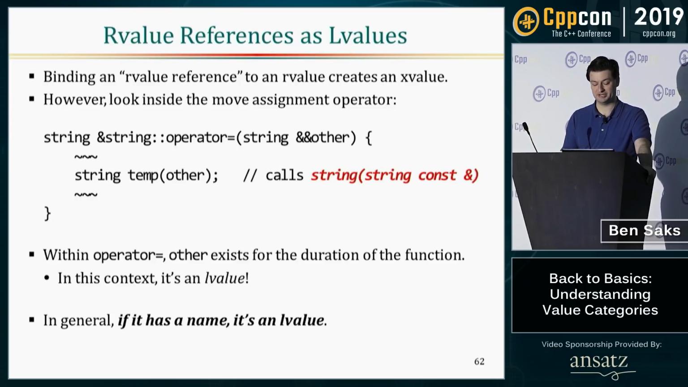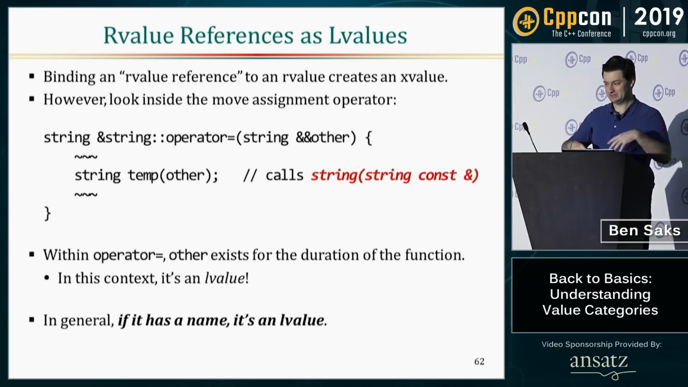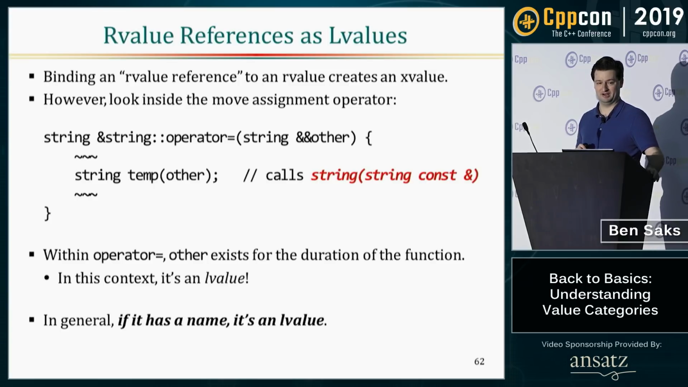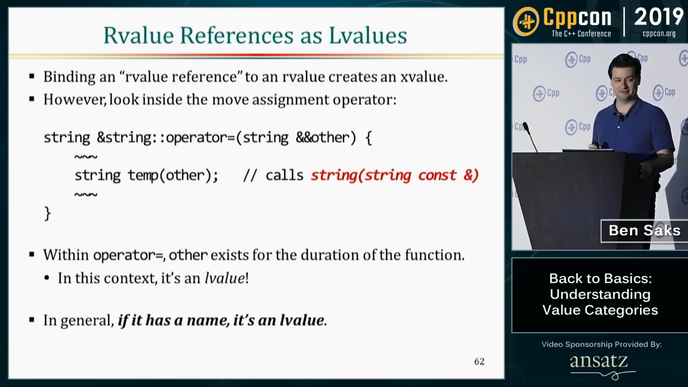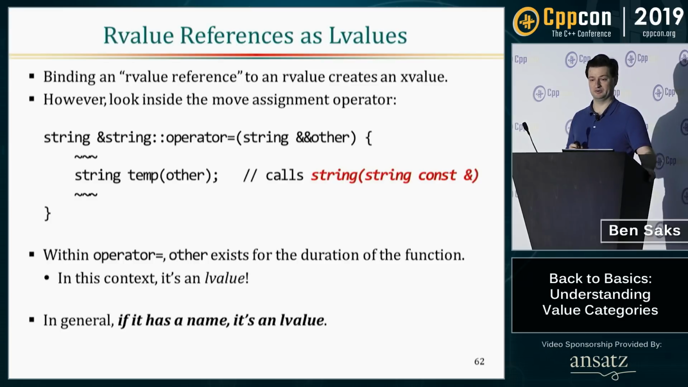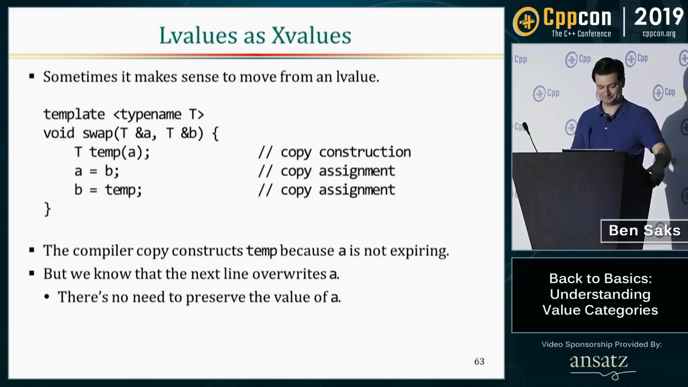And the general rule here is pretty simple. If it has a name, it's an lvalue. If it doesn't have a name, it's an rvalue. It might be an rvalue, I should say. Not necessarily. Unnamed things aren't necessarily rvalues. Named things are almost always lvalues.